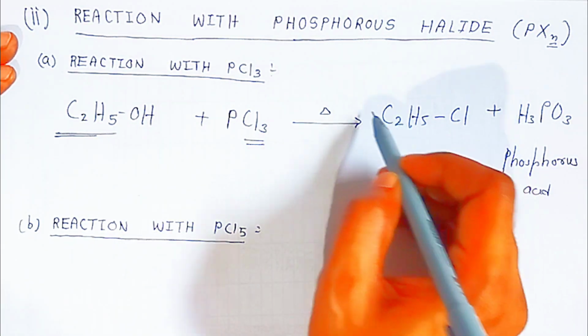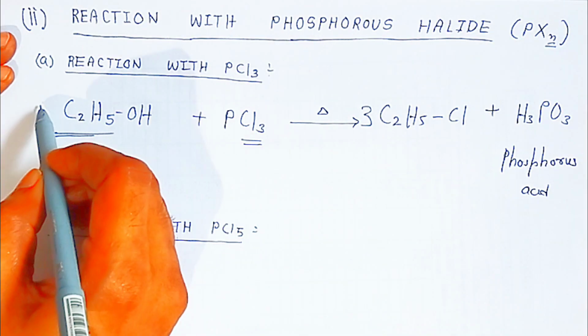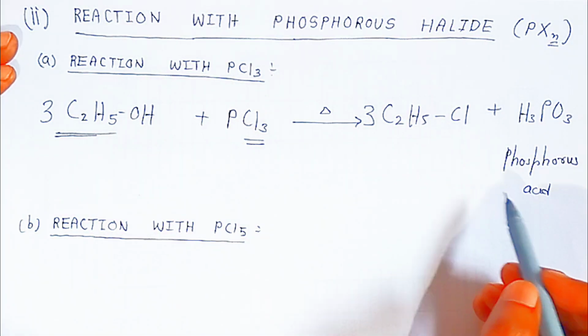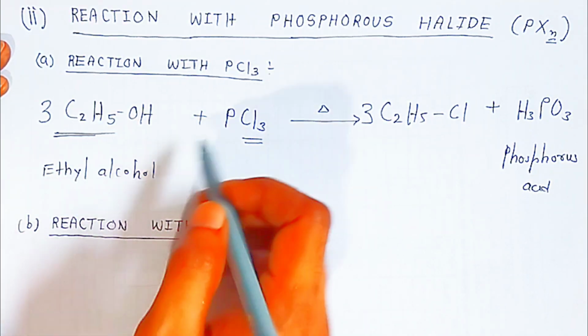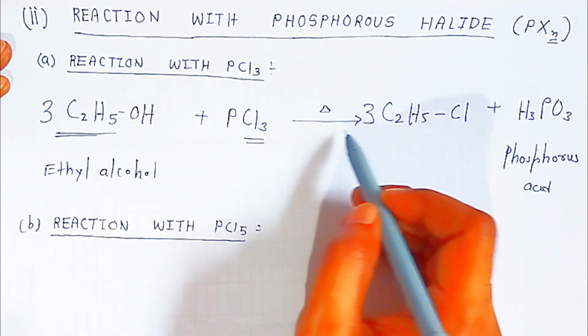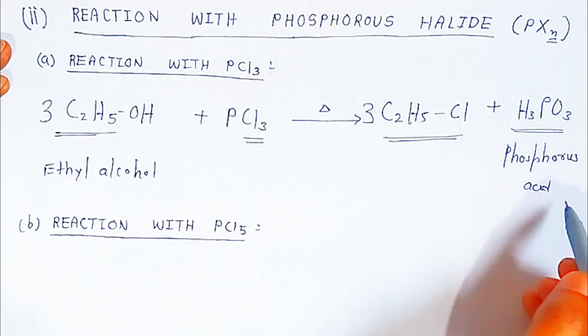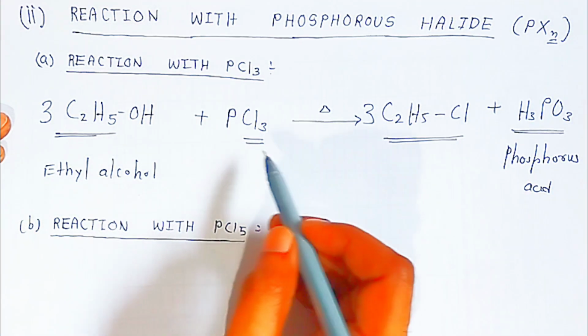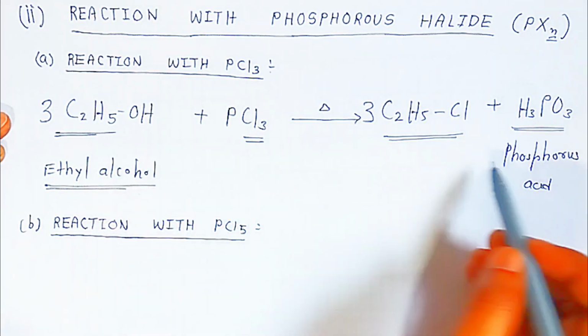Okay students, now since there are 3 chlorines, you have to make it thrice. Because now it becomes 3 ethyl molecules, you have to make it thrice here. This way, students, you have to balance the reaction. So 3 molecules of ethyl alcohol react with 1 molecule of phosphorus trichloride, and just heat it, you will get 3 molecules of ethyl chloride and 1 molecule of phosphorus acid. So this way, students, this is the action of phosphorus trichloride on ethanol. In examination they may ask, so this way you have to write down the reaction.